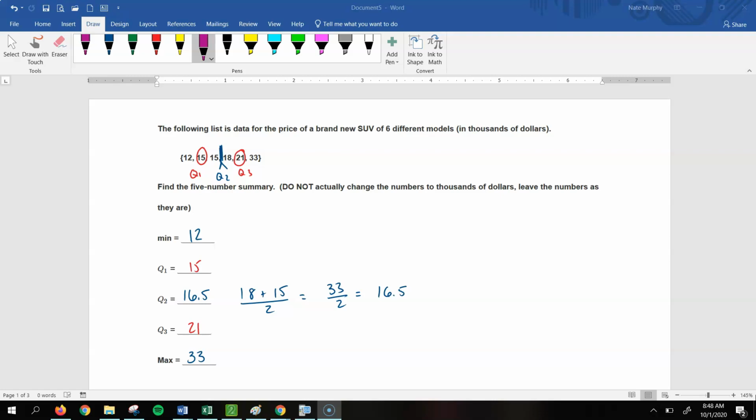So the first one that we're going to look at is they gave us this list of data for the price of a brand new SUV of 6 different models in thousands of dollars. And so we're going to find the 5-number summary. But we're not actually going to change the numbers to thousands of dollars. We're going to leave them as they are.